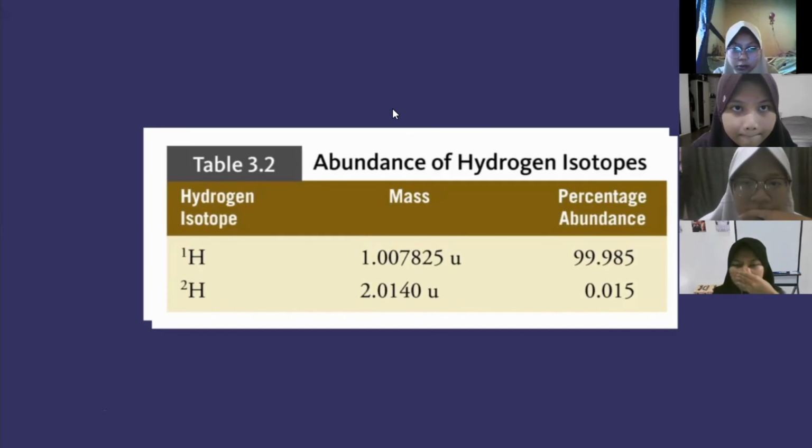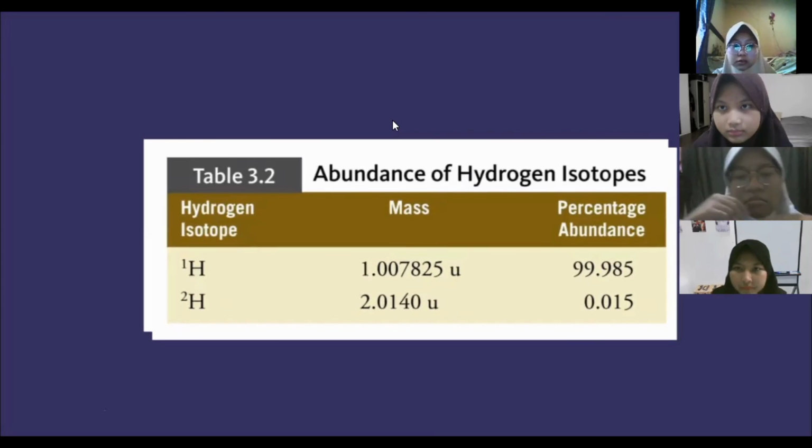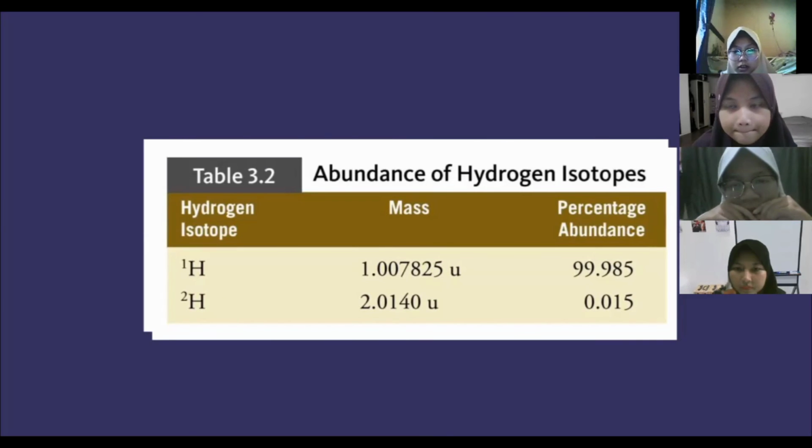I see that. So we can find hydrogen-1 more, because its percentage of abundance is higher, right? In the 99. Yes, exactly. 99.85. Okay. And how about the average atomic mass? You said before in the slide, right?